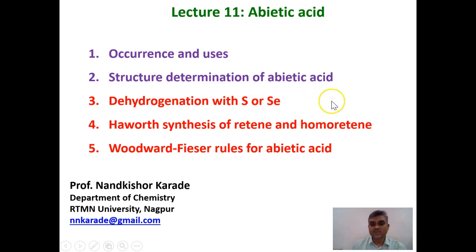The structure of these aromatic compounds can be elucidated on the basis of oxidation experiments, and it can be supported by its synthesis by the methodology called the Haworth synthesis. So we will discuss the Haworth synthesis of two aromatic compounds, retene and homoretene, which are formed during the dehydrogenation.